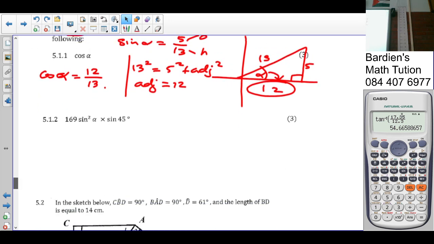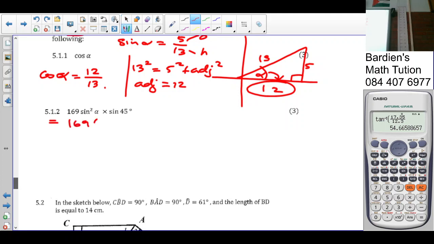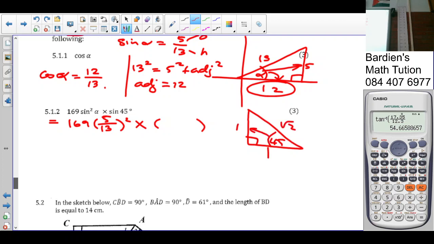Again, there's a special angle coming in here, a special angle of 45. So we say 169 sine squared alpha times sine 45. So sine squared alpha, sine stands for opposite over hypotenuse, it's 5 over 13 squared. Sine of 45, so that takes you to this 45 degree triangle. So it's 1, 1, root 2. What is sine of 45? 1 over root 2.